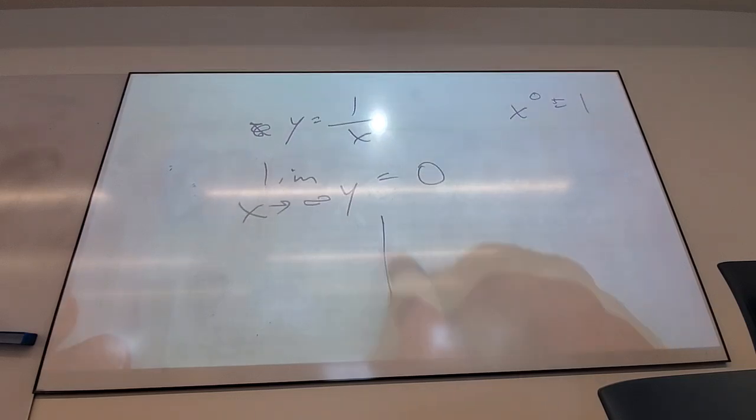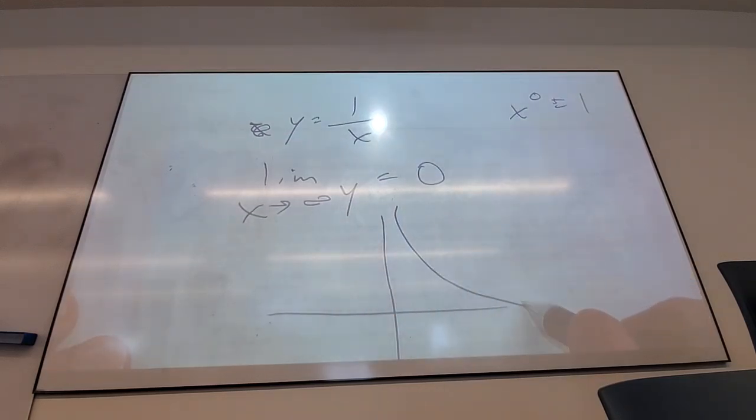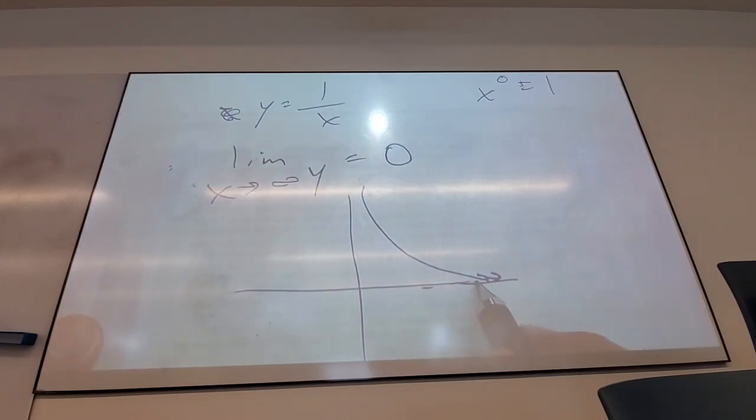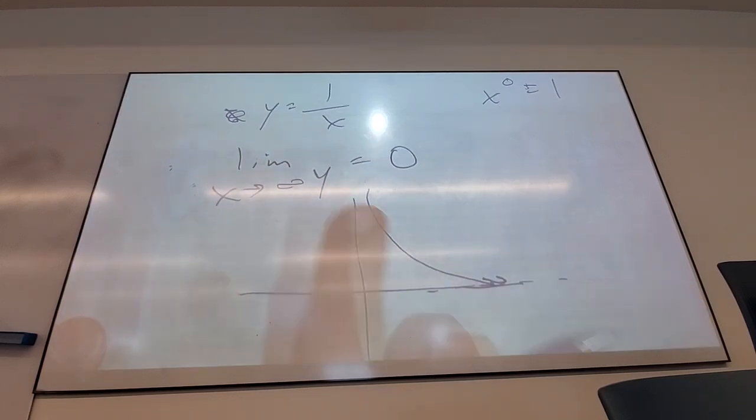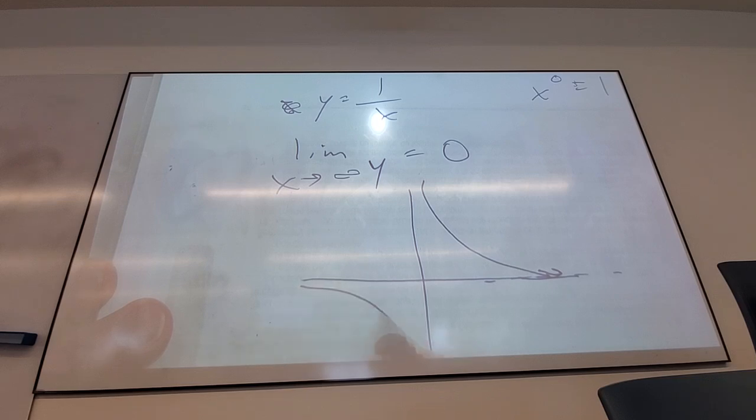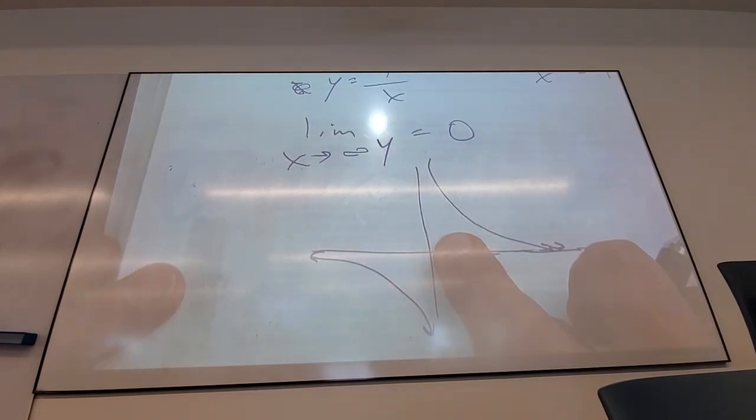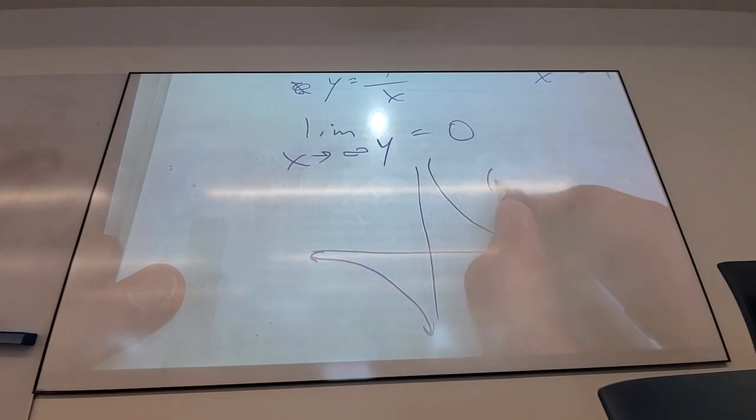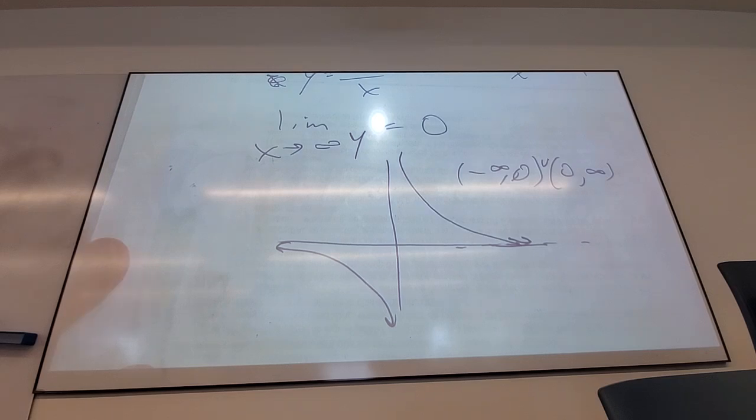Okay, so that's why the picture looks like this. So there's an asymptote at 0. What's the range of this? The range is negative infinity to 0, union 0 to infinity, right? Put a little U in the middle for union. Does that look familiar? Okay.